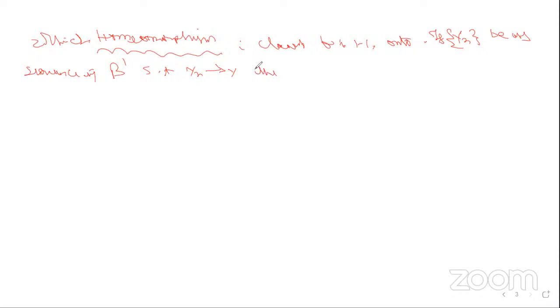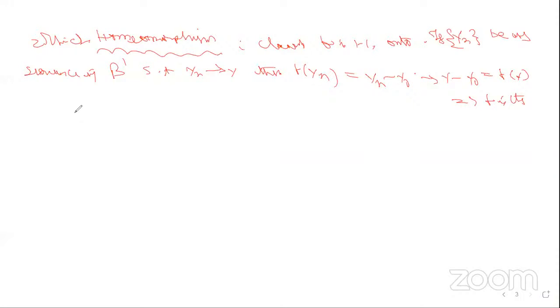then F of Yn can be written as Yn minus Y naught. That implies F of Yn tends to Y minus Y naught, that is nothing but F of Y. That implies F is continuous.